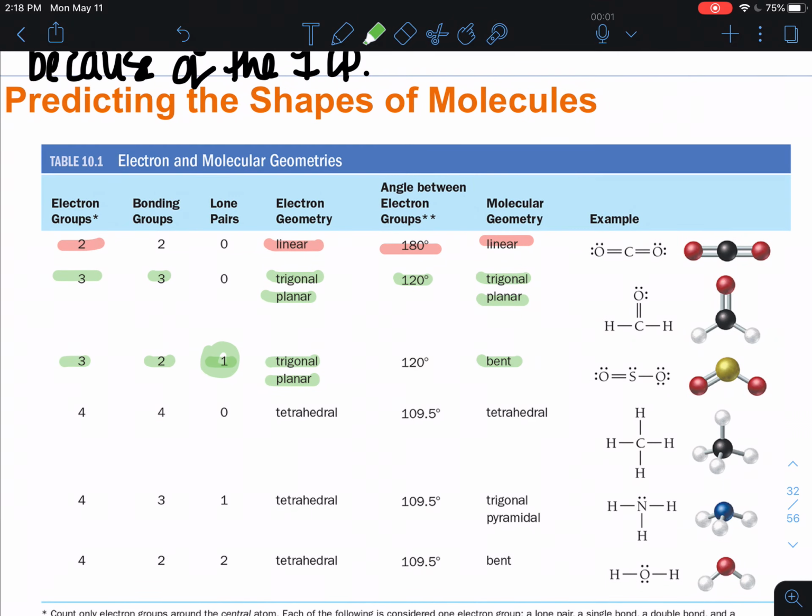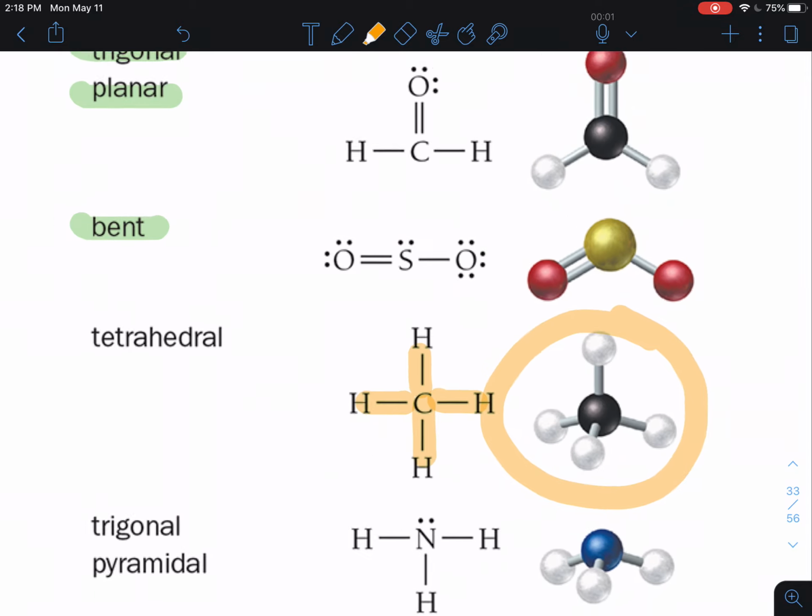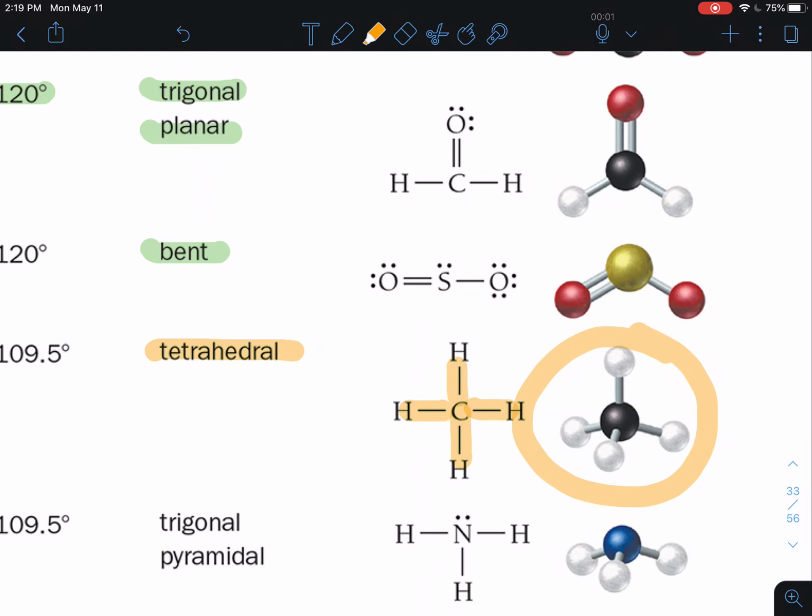Now we're going to jump up to 4 electron groups. These next 3 are all 4 electron groups. 4 electron groups are all tetrahedral in terms of electron geometry. If all 4 of those electron groups are bonding groups, like methane, 1, 2, 3, 4, methane is going to have a molecular geometry of tetrahedral.